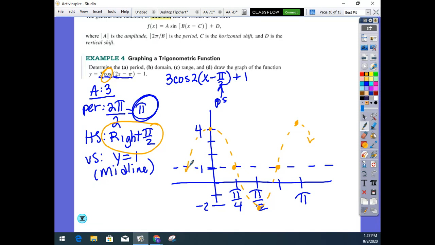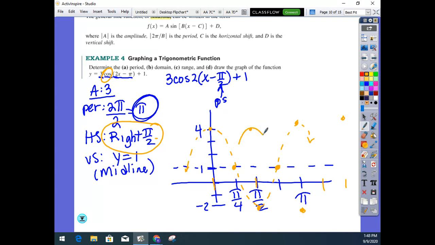Because now what I'm going to do is shift each of my points to the right pi over 2. Notice the distance from here to here is pi over 2. So I'm moving this to pi over 2. I'm moving this one over here. I'm moving this one to pi. Moving this one 2 spots to the right.